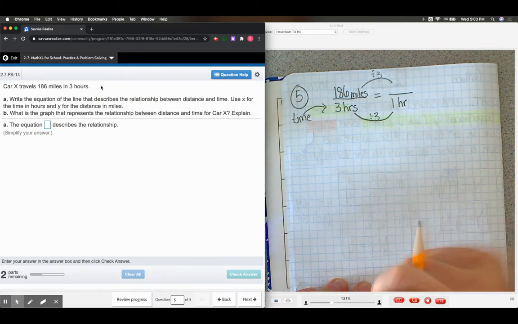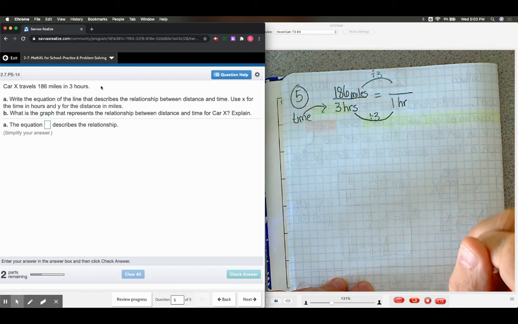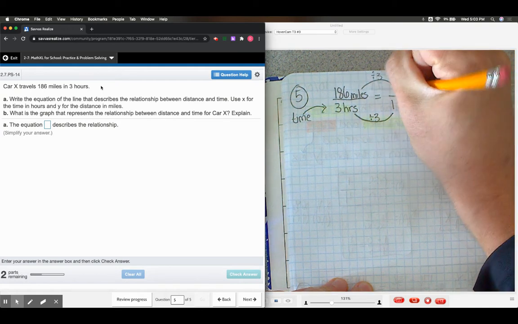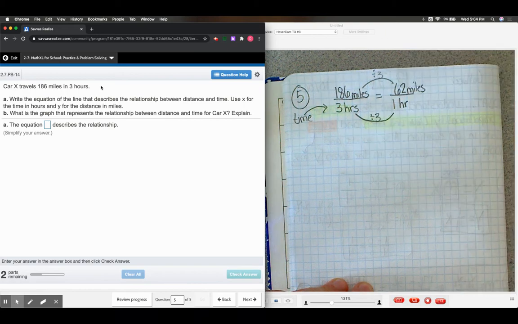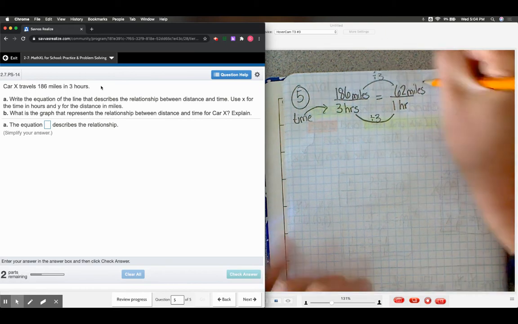Hey Siri, what is 186 divided by 3? 186 divided by 3 is 62. Thank you, Siri. Always be nice to Siri. I've learned the hard way.